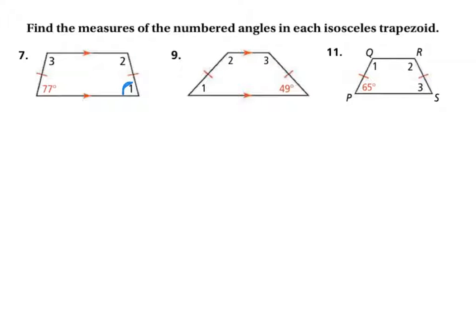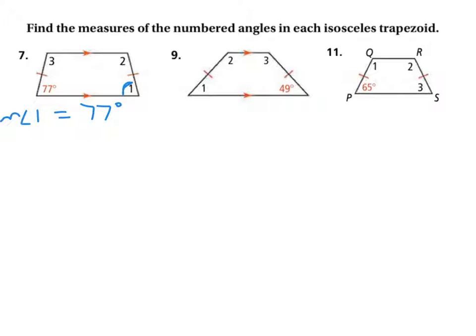So this angle, angle 1, let's say the measure of angle 1 equals 77 degrees. And the reason that's the case is because those two base angles are congruent, there and there. These two base angles are congruent as well. What specifically do we know about them?